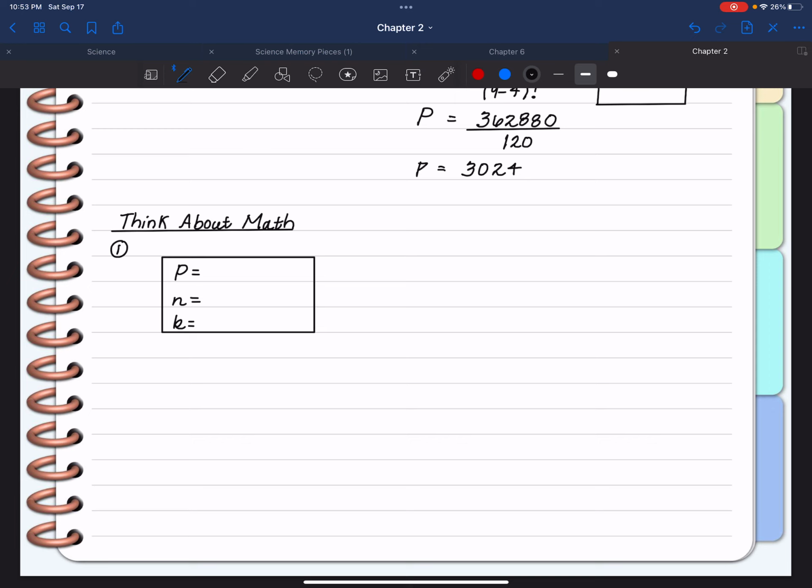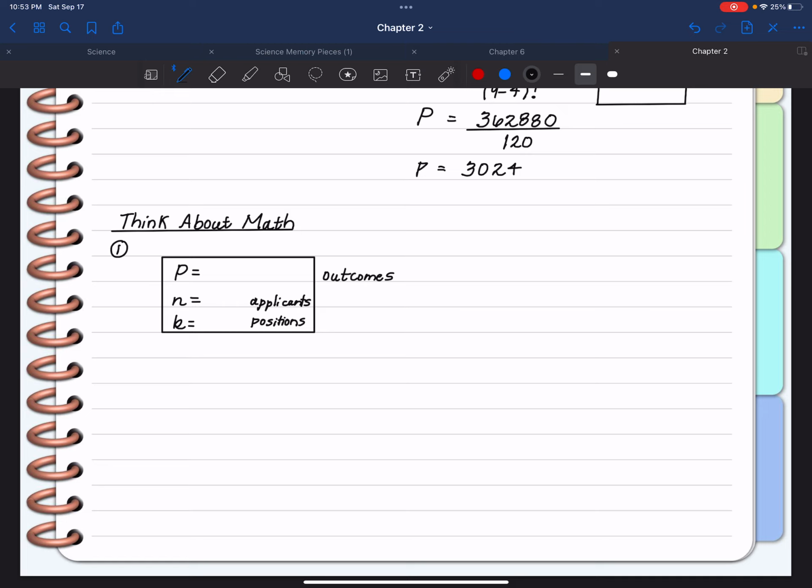All right. P is the number of outcomes. So this is the one that we don't know yet. N is going to be the number of applicants. How many people applied to this job? And K is the number of positions.